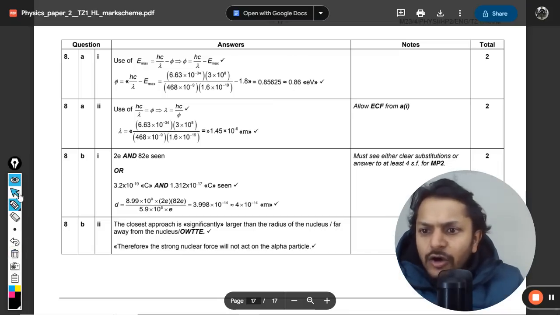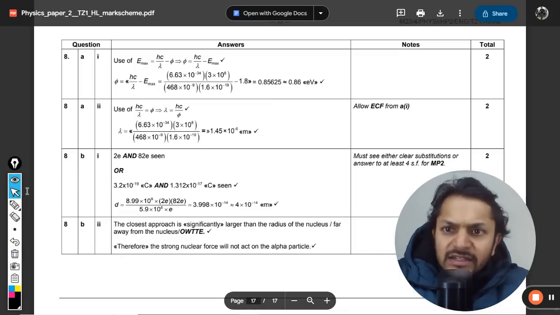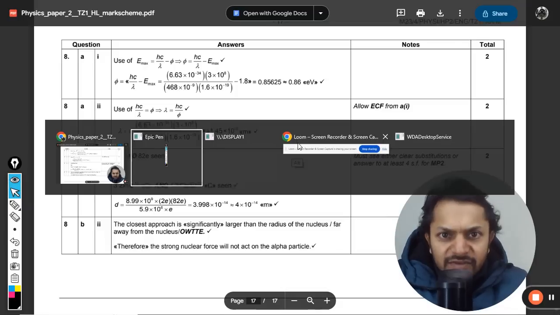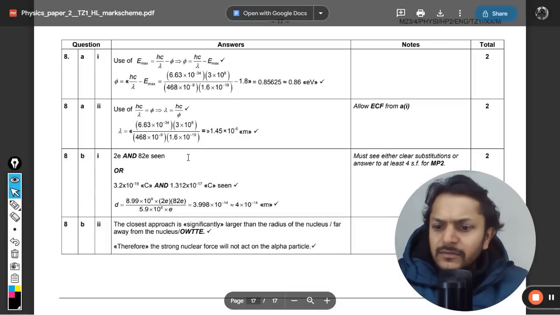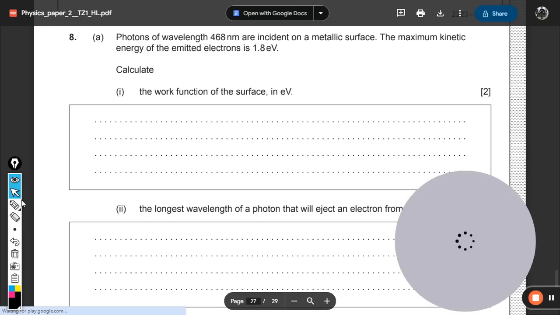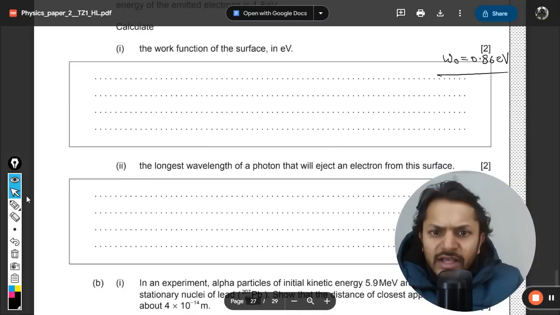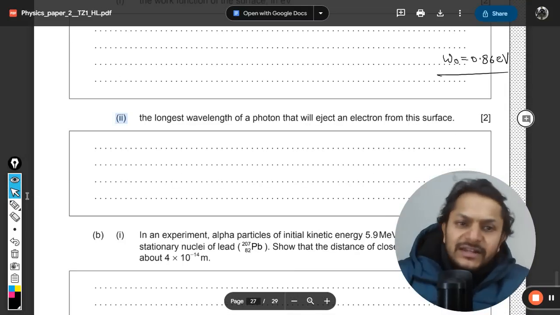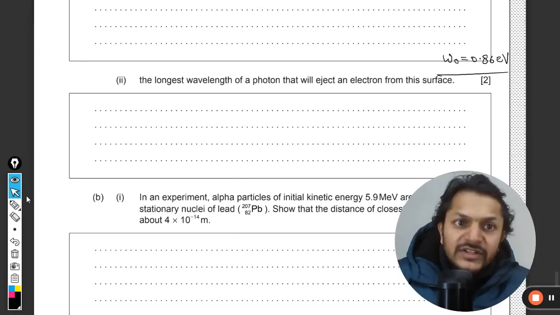Okay, let us now move next. Remember that this value is 0.86 eV. Now, let us go for the next: the longest wavelength of the photon that will eject an electron from the surface.